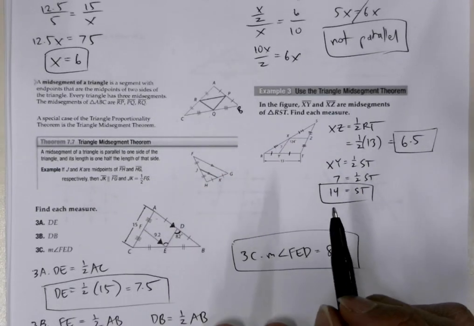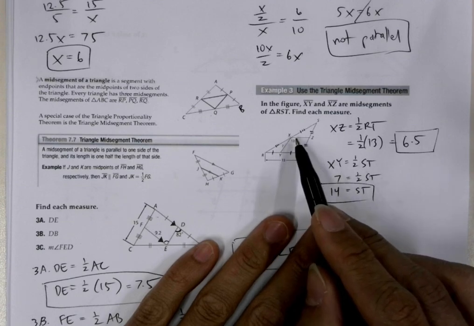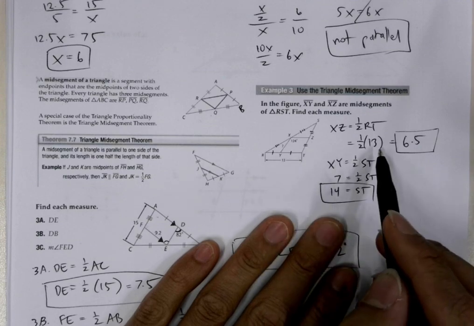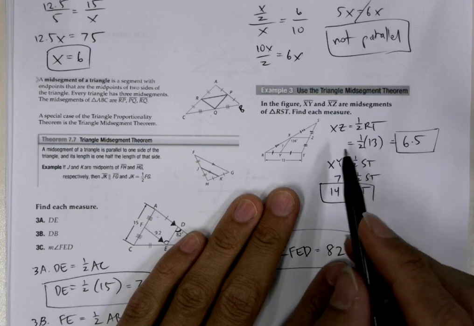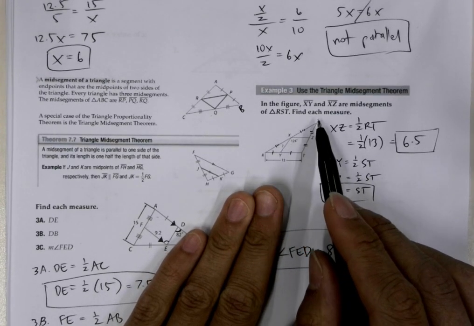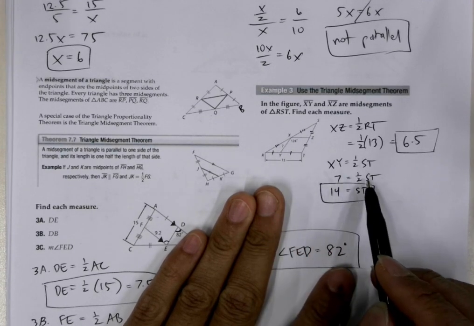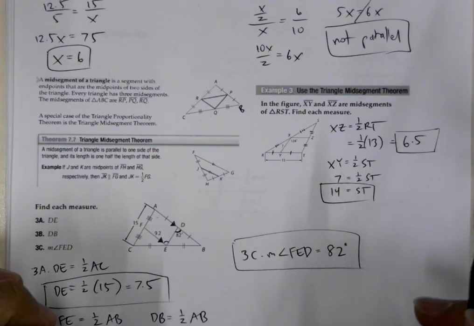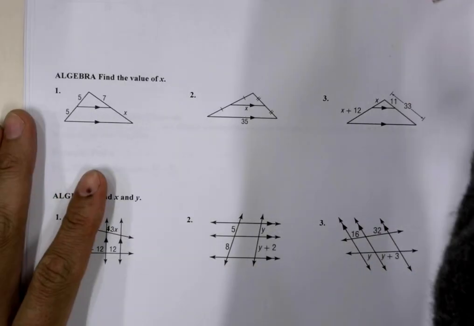And then it says find each measure. So I went and found all the measures I could. We got XZ is equal to 1/2 of RT. And we're given RT is 13, so we plug in, and we can find that XZ is 6.5. And then we have XY is equal to 1/2 of ST. But we're given XY is 7, so I plug in 7, and I found that ST is 14. And I think that's all that we can find given the information we have. So I'm going to go ahead and move on to the next section.